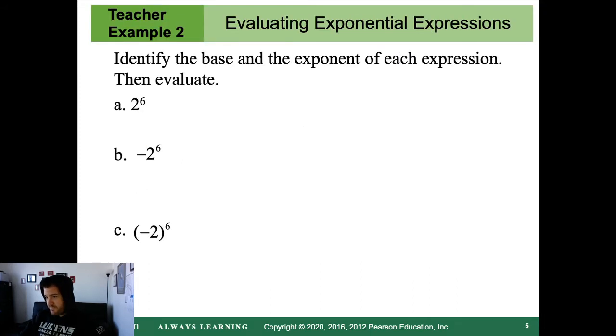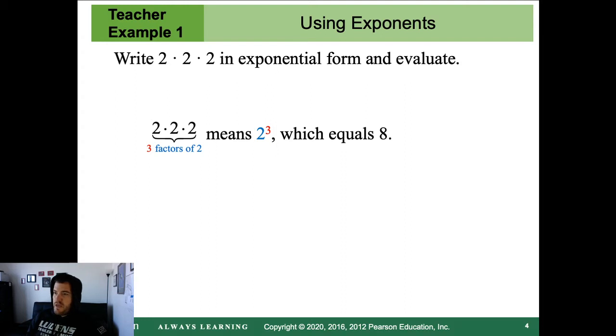So what are exponents? This one says, write 2 times 2 times 2 in exponential form and evaluate. So what does 2 times 2 times 2 mean? Well, we can write it with an exponent and it looks something like this. The 2 in this case is called your base, and that's a word I'm going to use a lot today. So just something to keep in mind, and this is called your exponent.